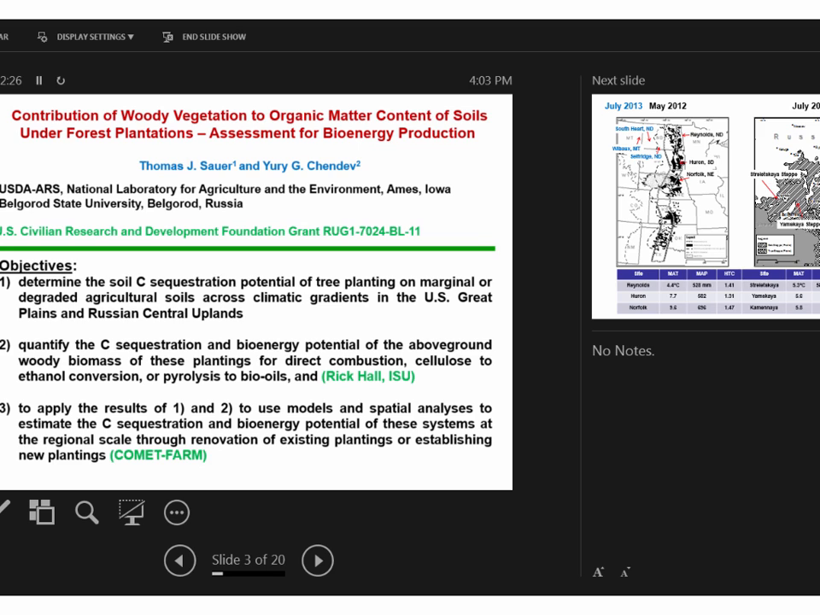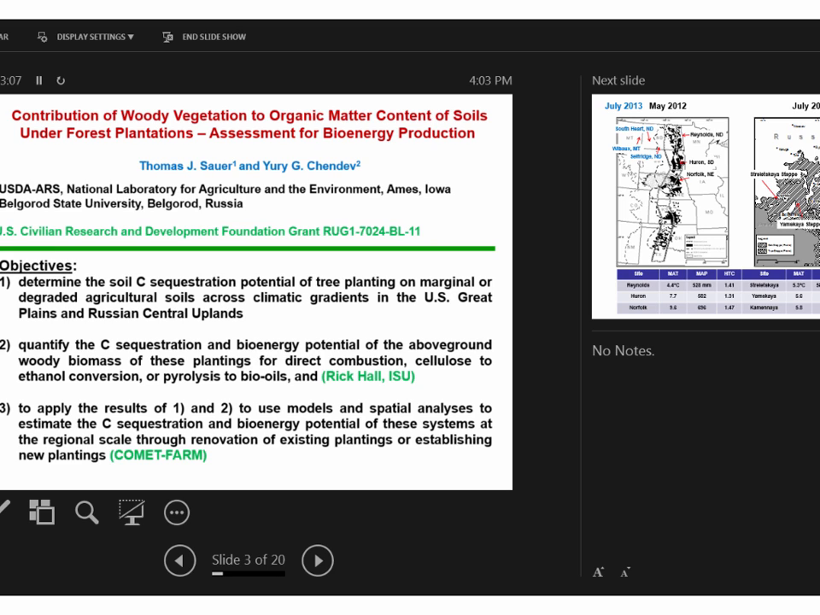So here are the basic details of our grant. Three objectives there. We're looking at the carbon sequestration of the tree planting, and again, the focus is on marginal agricultural land, not converting our best land to trees, but trying to do that conversion on the marginally productive land. And to do that across the climatic gradient in both the central Russian uplands and the U.S. Great Plains. Rick Paul is the bona fide forester on the team, who is looking at the bioenergy potential of the aboveground woody biomass.